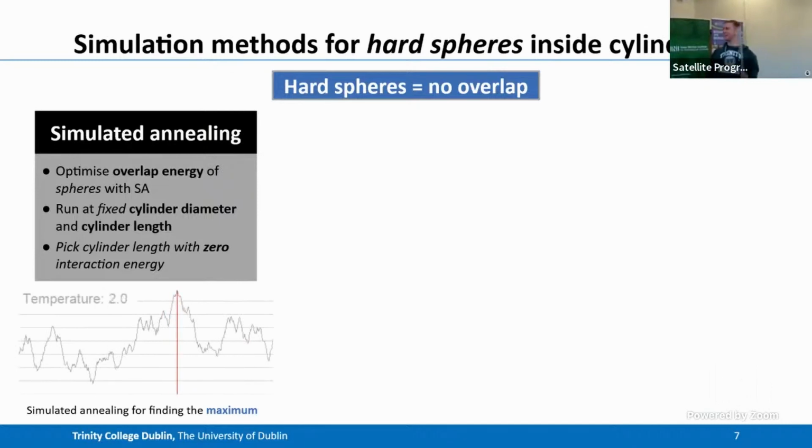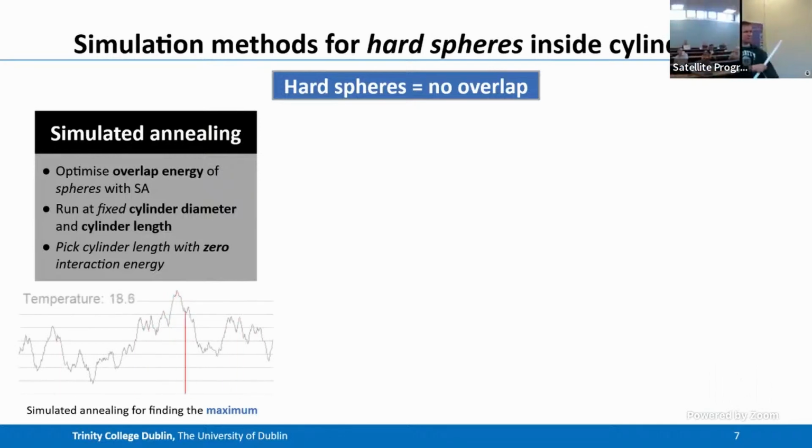So what Adil did, correct me if I'm wrong, Adil, you run it at a fixed cylinder diameter and cylinder length, and then you check out different cylinder diameters and different cylinder lengths, and you check for the structure that has the energy closest to zero. When you order them by length, the one with the shortest length will give you the lowest density packing, right?